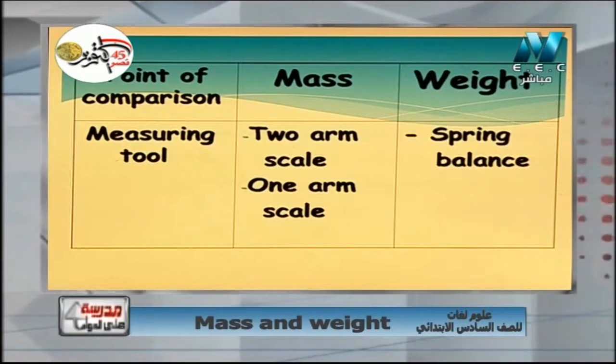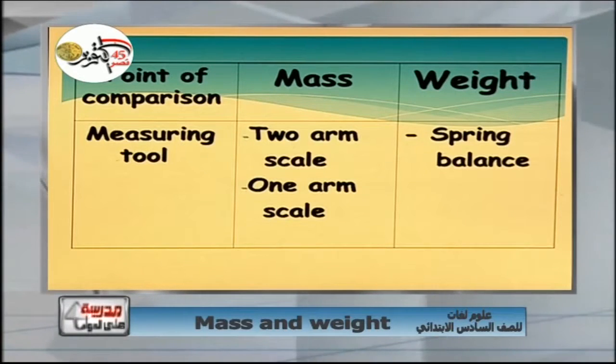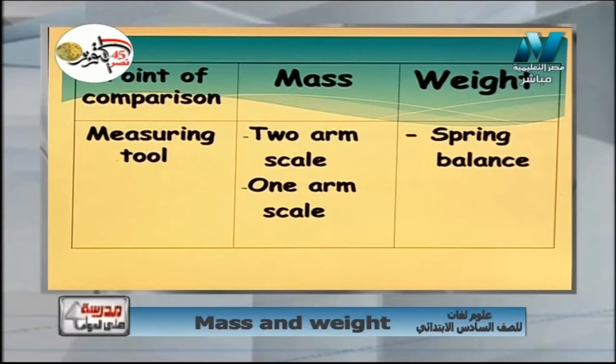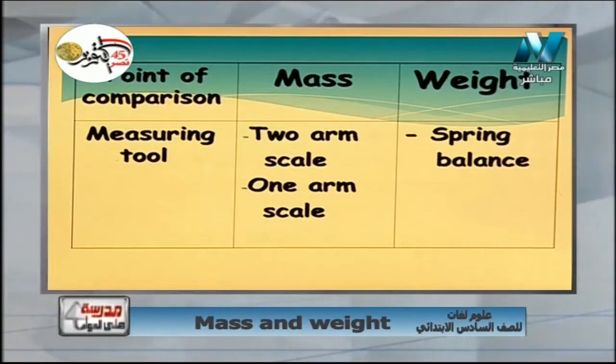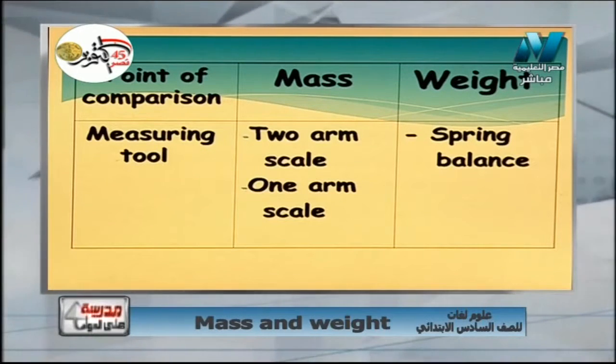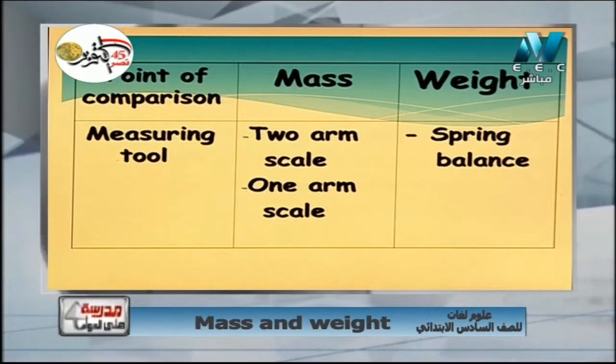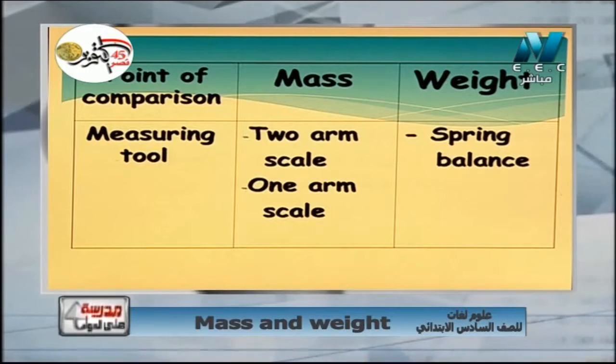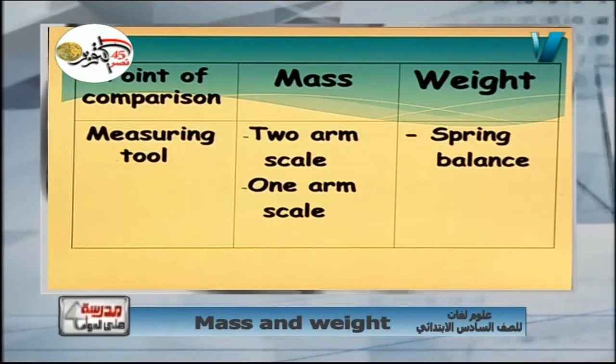We studied more than one example of them: 2-arm scale such as balance scale and also sensitive 2-arm scale. And also we have studied many examples of 1-arm scale such as digital scale and also 1-arm scale with a pointer.